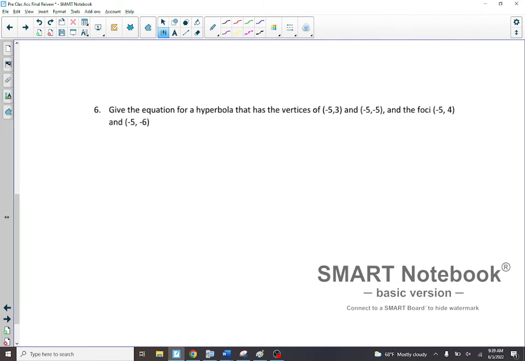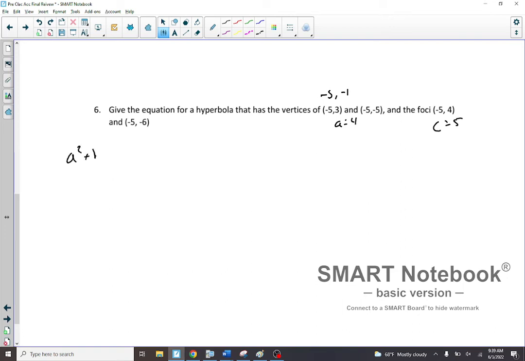Give an equation where the vertices are this and the foci are that. The vertices are here, so the center must be in between 3 and negative 5. So negative 5 comma negative 1. And the a value, since the distance between negative 1 and 3 is 4, the a value is 4. The foci, it's the distance between the center and the foci, which is 4 to negative 1, so the c is 5. So we need the b value for the equation.